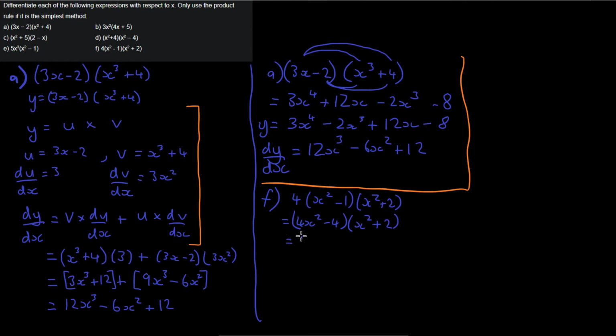So let's expand this. 4x to the power of 4 plus 8x squared minus 4x squared minus 8. So here we can see, yes, we can gather some like terms. We've got some x squareds there. So we'll have 4x to the power of 4 plus 4x squared minus 8. So if we said that this was y, we can work out the derivative dy dx. This will be 16x to the power of 3 plus 8x. That's it. We're done. Wow.